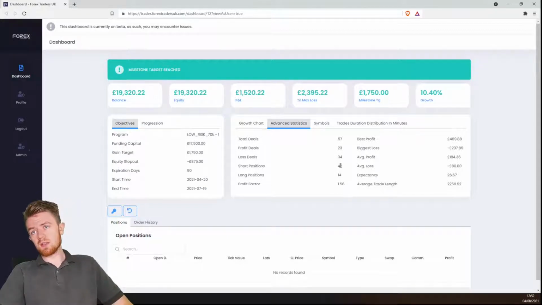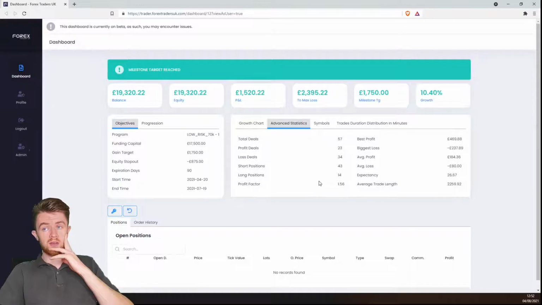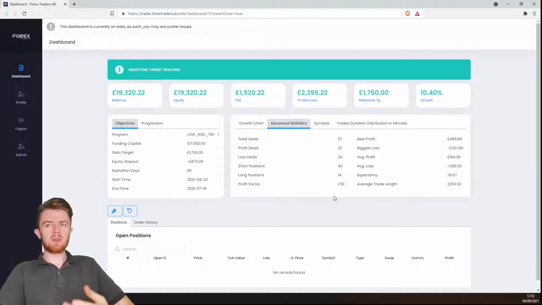If you look at the deals, short positions 43 and long positions 14. When we look at what a trader's doing, what they're good at, what they're bad at, we can then identify and help improve the trader. Look at if they're perhaps better at taking short positions, or trading a certain currency pair, or a certain time of the day, then we'll always look to encourage a trader to do what they're best at and what they're most profitable at.